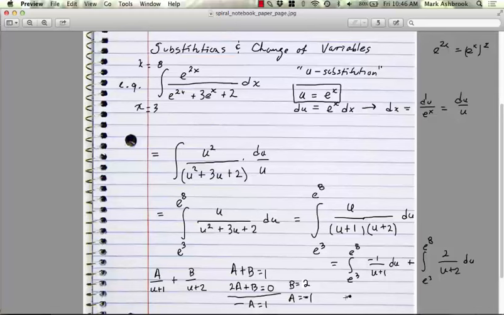and so we get negative natural log of absolute value u plus 1 plus 2 natural log absolute value u plus 2. And we're going to evaluate that from e to the 3 to e to the 8.